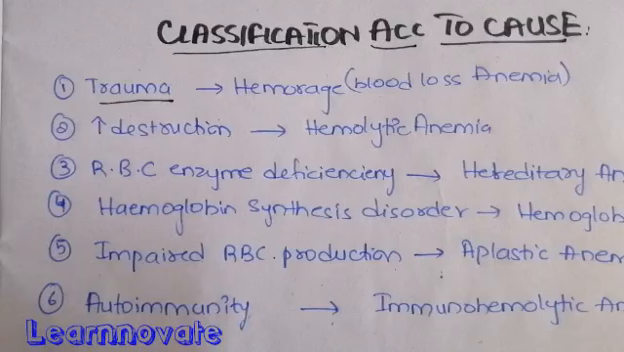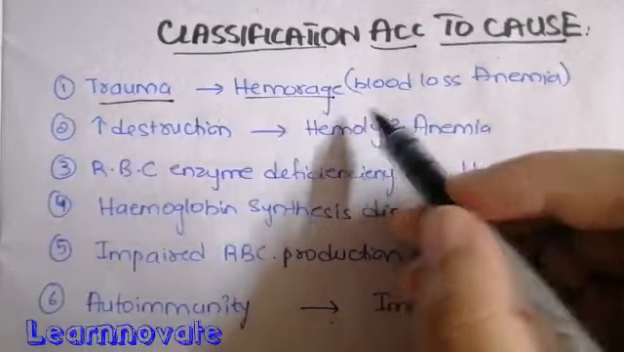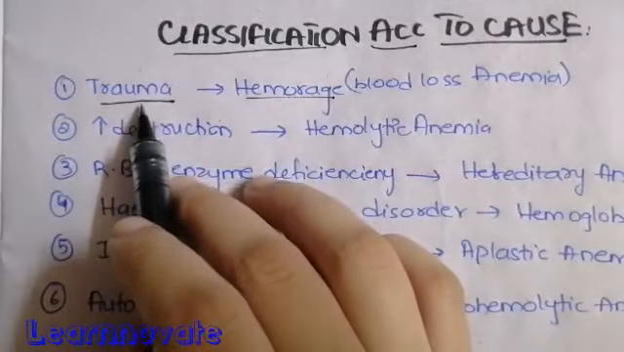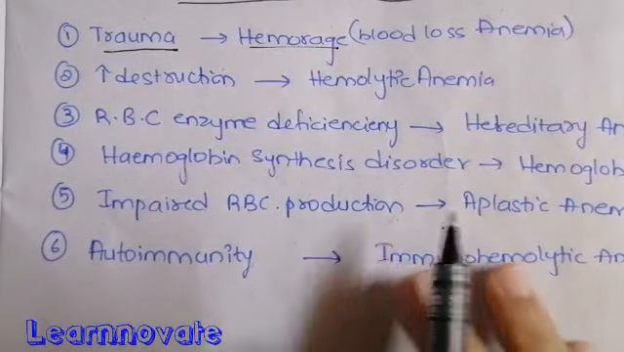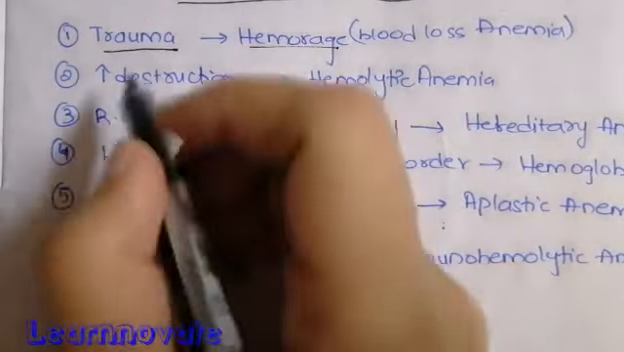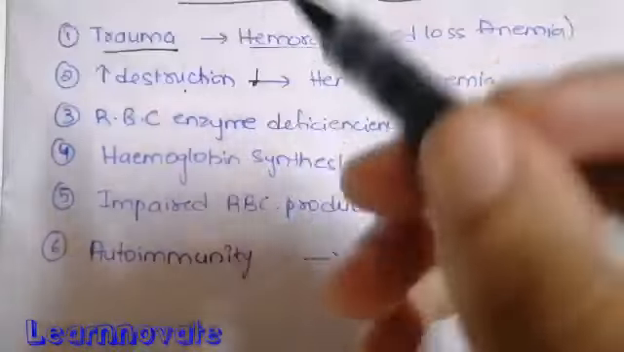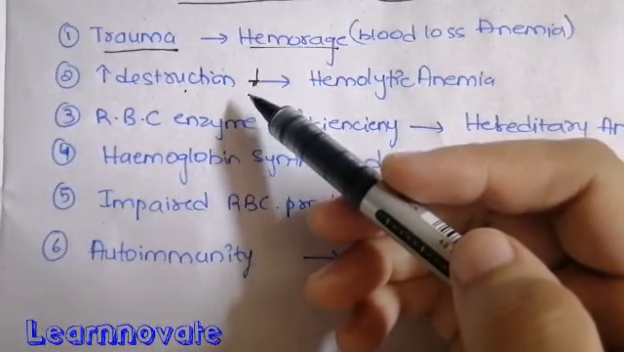Simply there's a blood loss, an excessive bleeding that is going to occur, and this will cause the hemorrhagic type of anemia. This hemorrhagic type of anemia is because of blood loss simply, and these are the reasons we have discussed, such as trauma. The second type of anemia is because of the increased destruction of RBC, and this increased destruction of RBC can occur in several conditions.